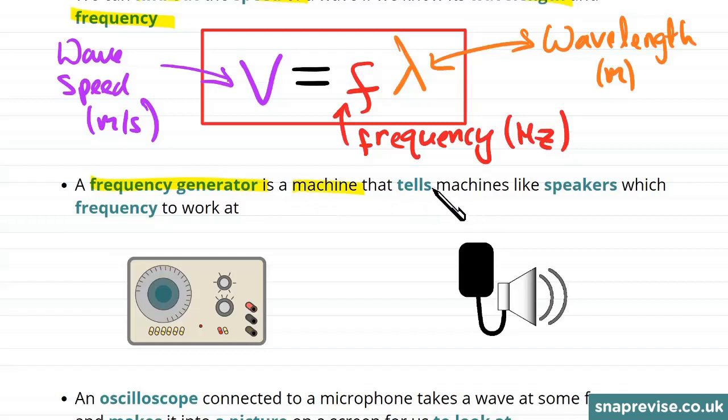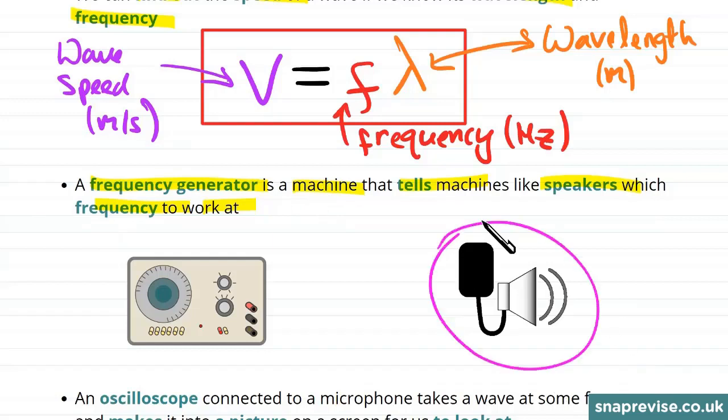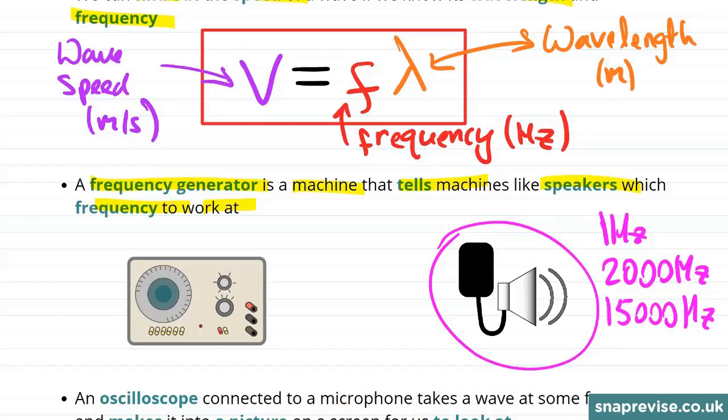A frequency generator is a machine that tells machines like speakers what frequency to work at. So a speaker like the speaker we have here is going to emit sound waves at some frequency, but that frequency could be 1 Hertz or it could be 2000 Hertz or even 15,000 Hertz. It could emit all sorts of frequencies. We use our frequency generator to choose which frequency the speaker should operate at.